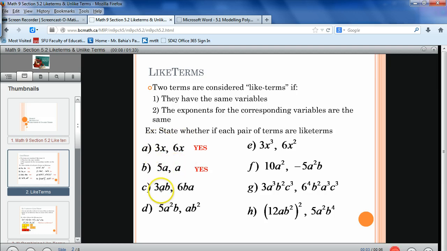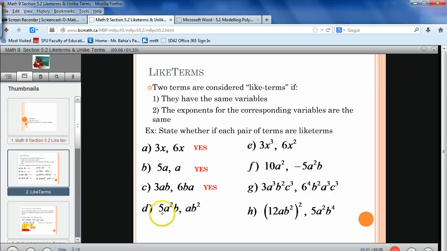This is a tricky one, 3ab and 6ba. Well, what is ab? What are a and b doing to each other? They're actually multiplying each other. There's nothing in between, so they're multiplying. It's a times b. And remember, in multiplication, it doesn't matter what order you multiply it in. 5 times 3 and 3 times 5 are the same thing. So a times b and b times a are the exact same thing. So they're the same variables. This is yes, they are like terms.